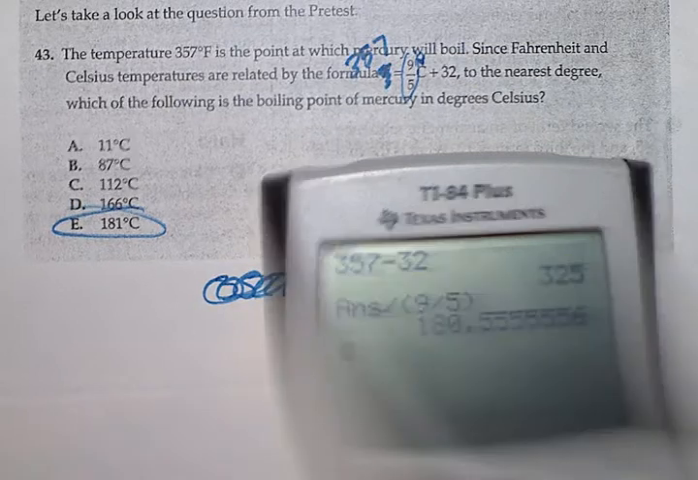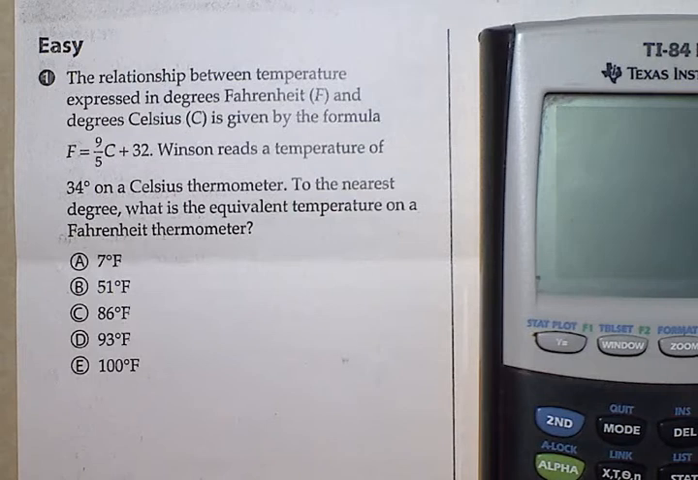Flip to the back side, please. The relationship between temperature expressed in degrees Fahrenheit and Celsius is given by this formula. Winston reads the temperature of 34 degrees Celsius. To the nearest degree, what is the equivalent temperature in Fahrenheit?